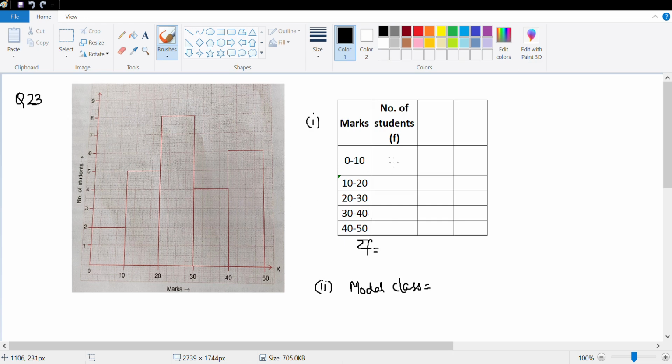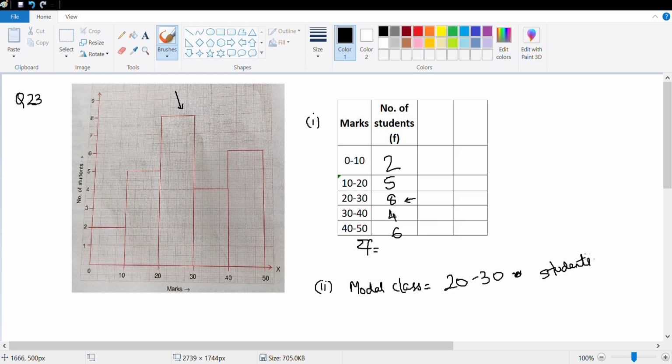So for the first one, it's 2. The next one, it is 5. The next one, it is 8. The next one is 4. And the last one is 6. Perfect. Frame a frequency distribution table, done. Part 2, calculate mean. Part 3, determine modal class. Modal class, simple. This is the tallest tower, or the one with the maximum frequency. So my modal class is 20 to 30 marks, students, not marks, students. Perfect.